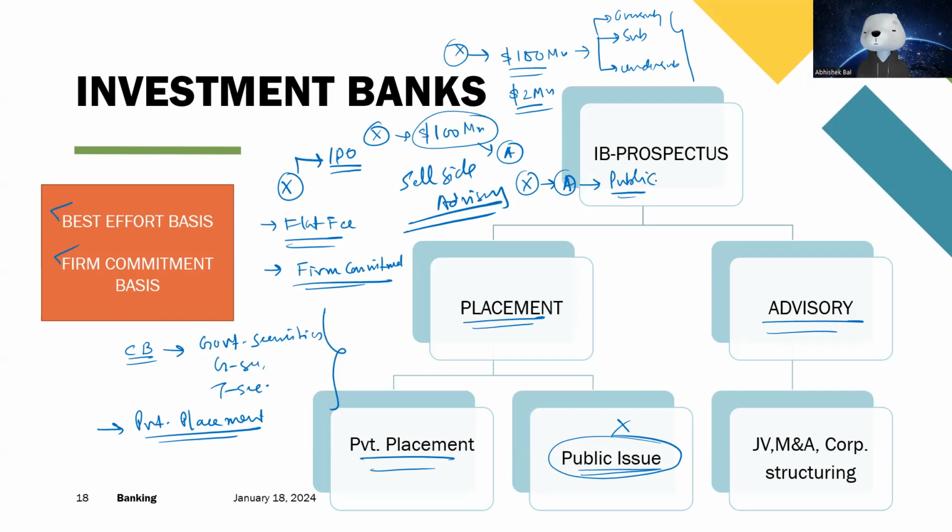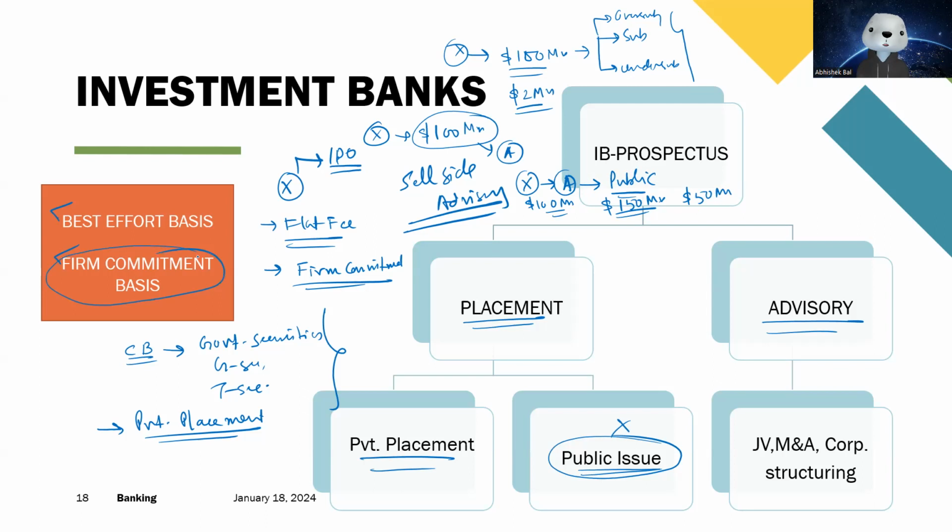Of course, A understands the potential, and hence A believes that they could actually make a lot more than this 100 million. So in this case, A may offer X 100 million and then suitably price this issue in such a position that they are going to make this issue public at 150 million, thereby making a clean sweep of $50 million. This is called a firm commitment basis.